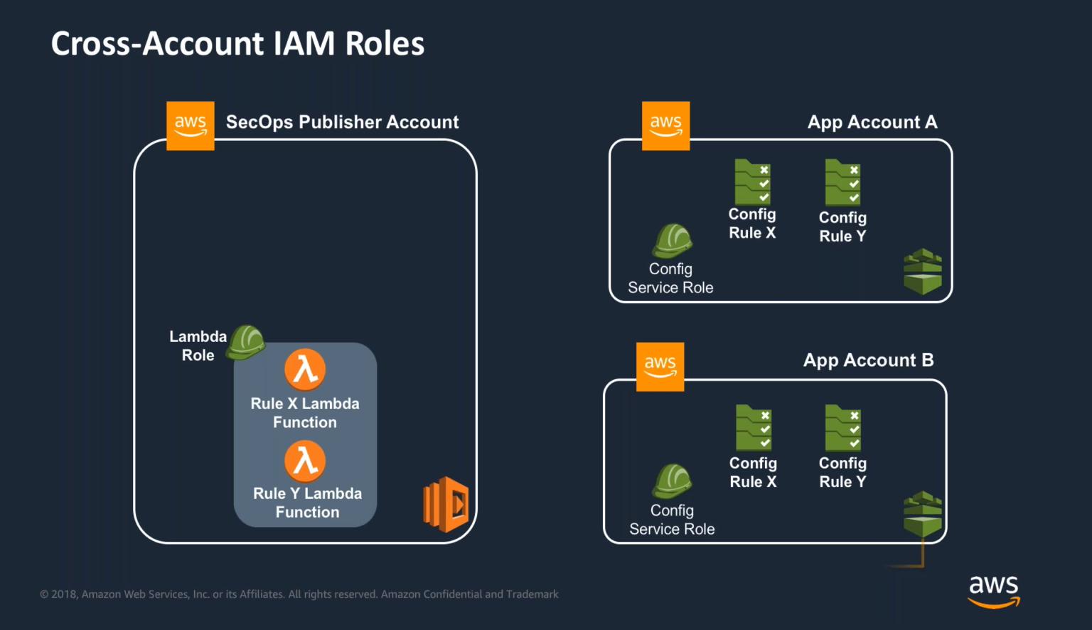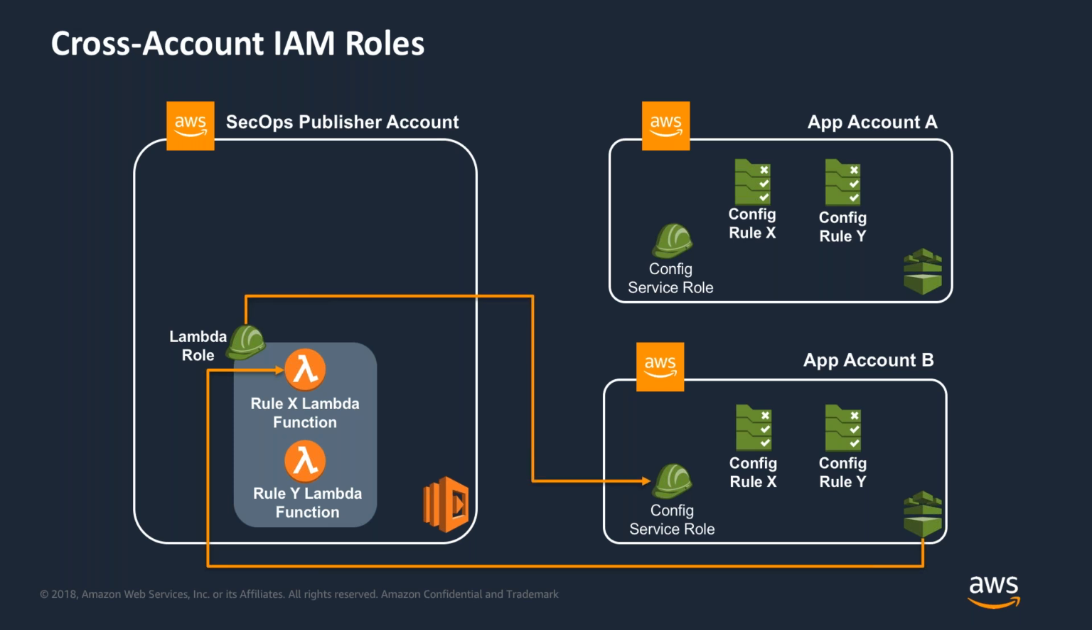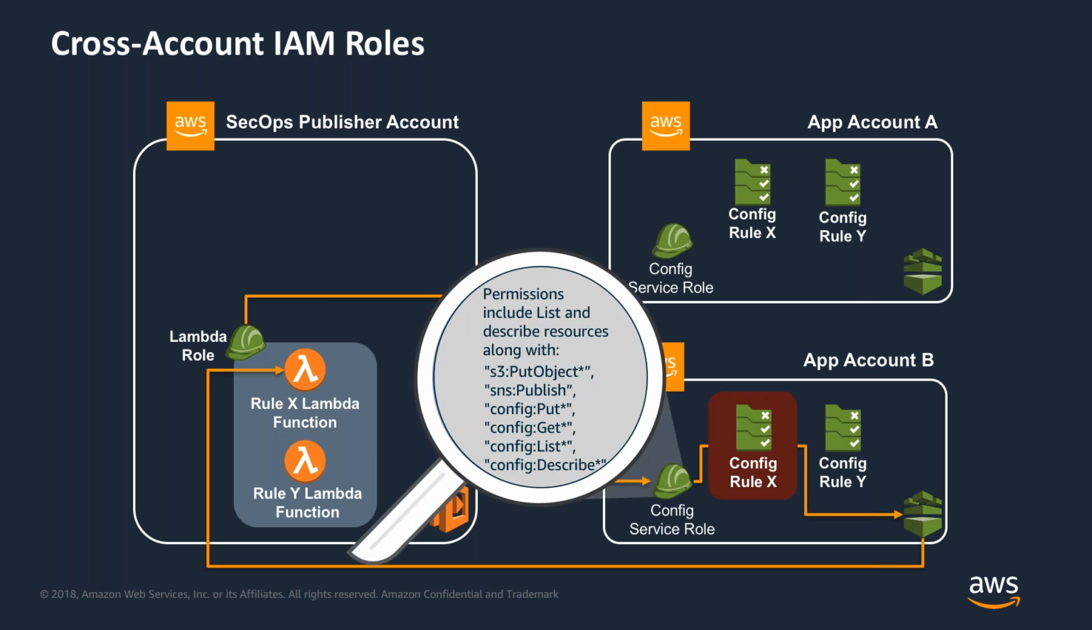So let's run through an example of the mechanics. If config rule X is triggered, the config service invokes the rule's associated Lambda function from the security operations publisher account via Lambda permissions. The Lambda IAM role from the publisher account assumes the config service role in the application account to access the AWS resources in the account and runs the evaluation logic in the Lambda function for the config rule. The Lambda role then puts the evaluation results back to the AWS Config service.